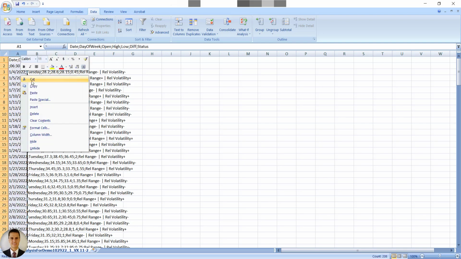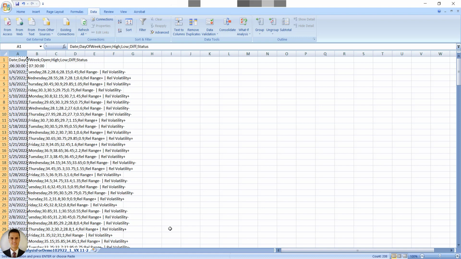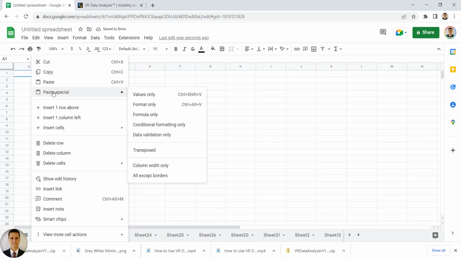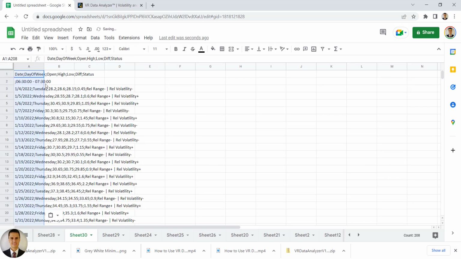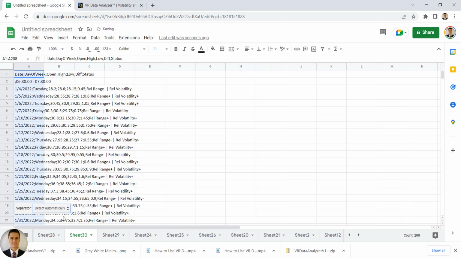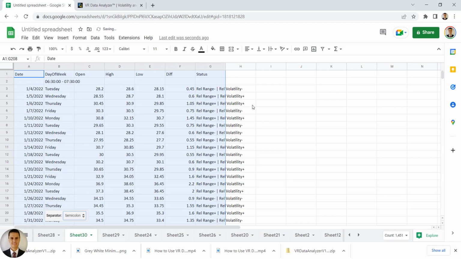So what I'm going to do is copy this, and I'm going to open up a new sheet here so it's nice and clear. I'm going to paste it into my Google Sheets. Since I want this to be a nice spreadsheet that I can quickly analyze, I'm going to click on data and split the text to columns. I don't want it to detect the separator automatically. I want to choose semicolon, because I've done it with semicolons. So there it is. It's loaded all the information that I'm looking for here.